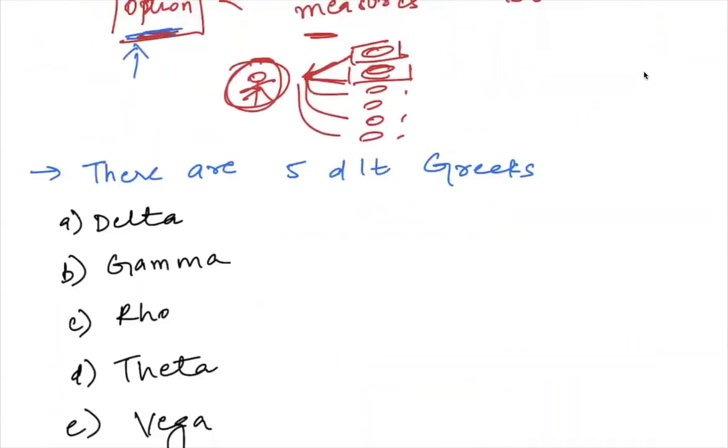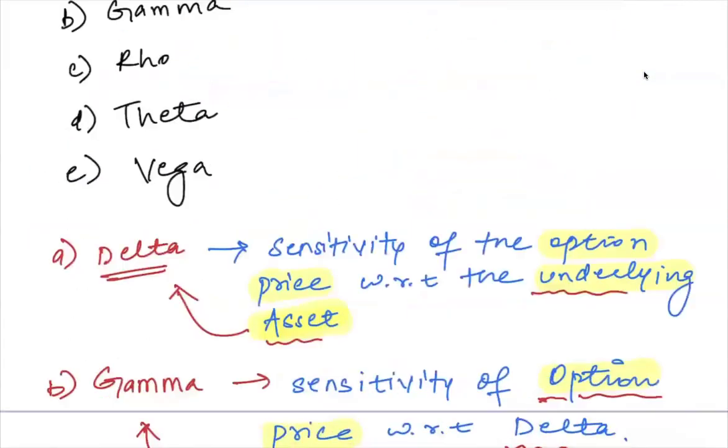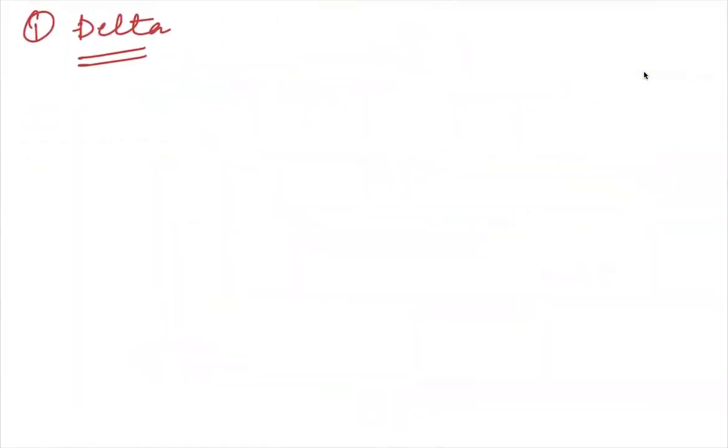So let's deeply understand delta first. But are you guys able to understand what we are trying to do? So what are Greeks? Greeks help us understand the sensitivity of option price with respect to various factors. As I said, various factors can be underlying asset, risk-free rate, volatility, or time, right? So this is how the definition looks, but let's understand in detail. And if you guys have any doubt, please feel free to stop me.